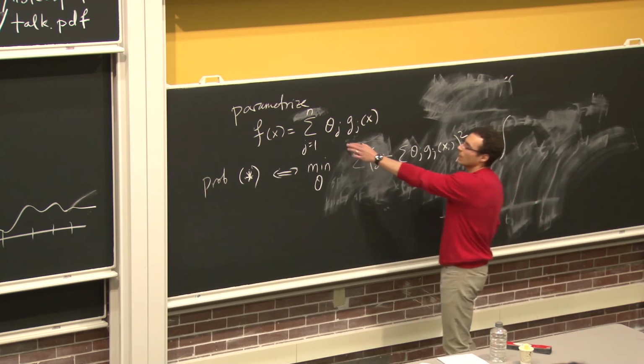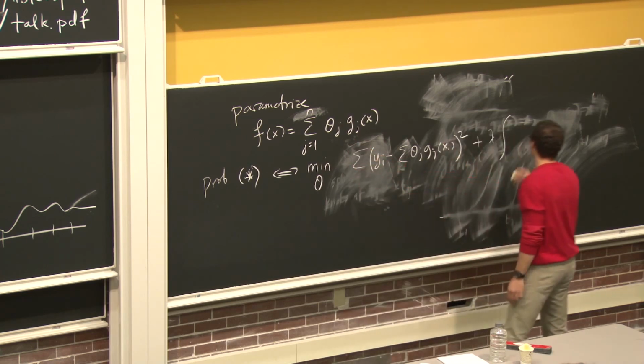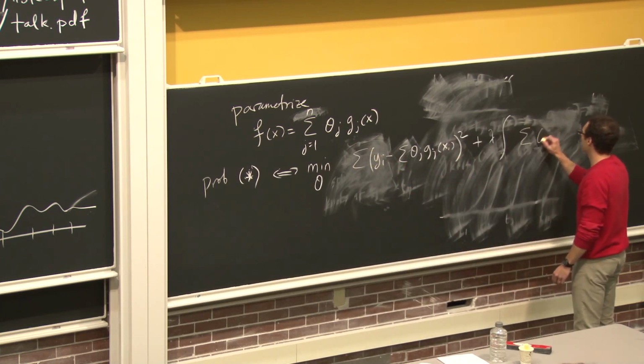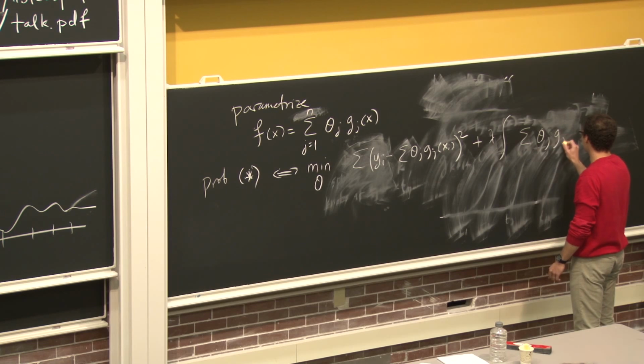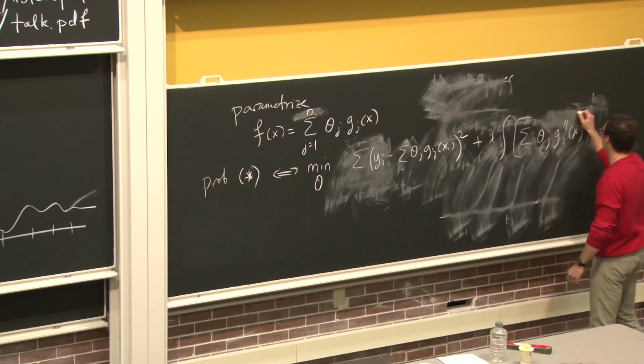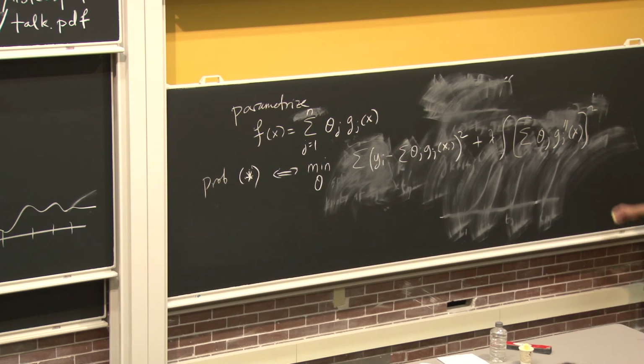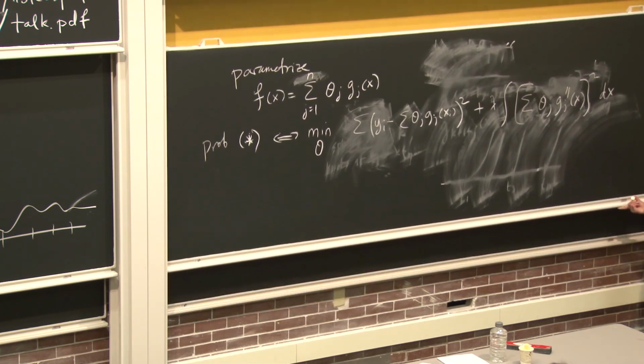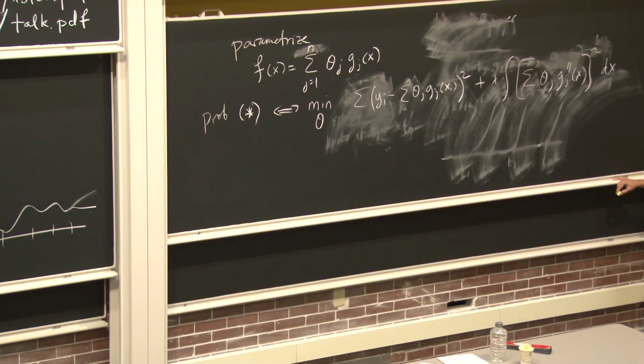So what happens when I take the second derivative of this function? I can just move it through, right? So I get the sum of theta j times gj double prime x, this whole quantity squared, and then integrated over all x. So that's the problem we need to solve. And our parameters are theta. Those are the coefficients we need to solve for.